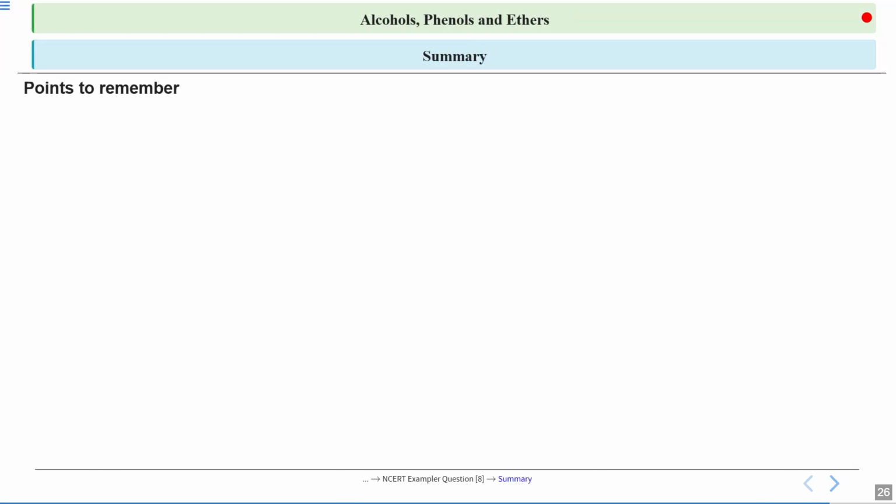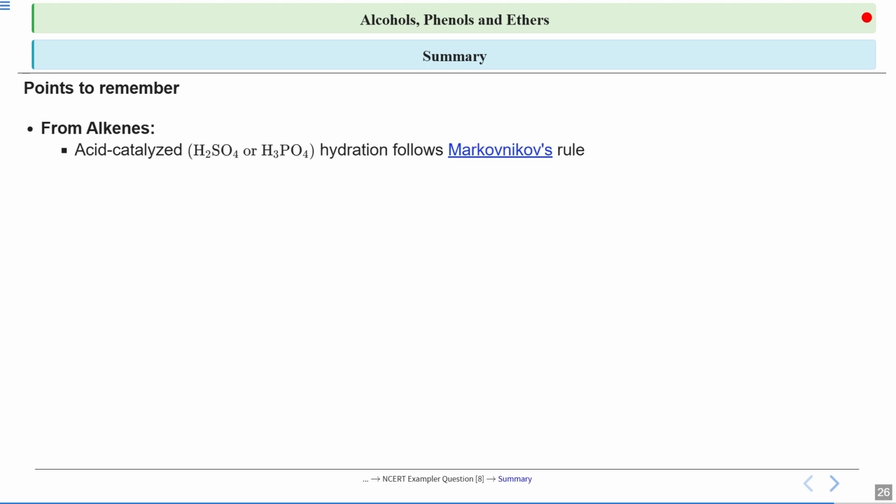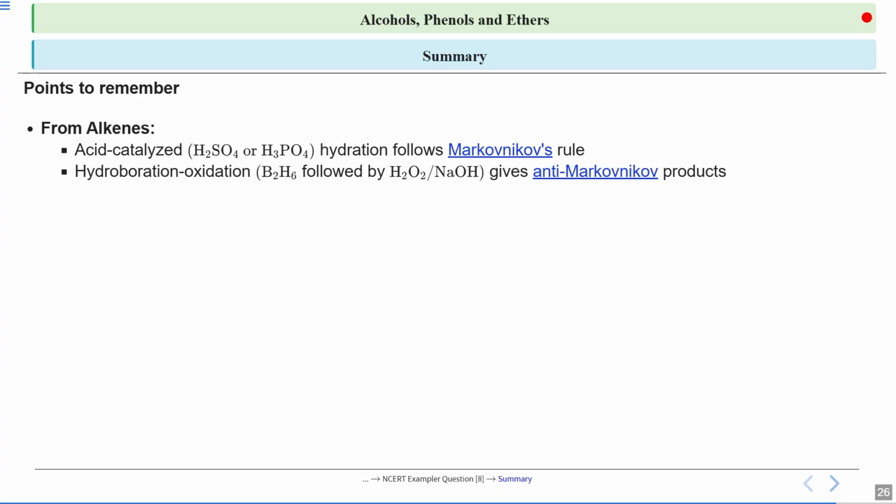Let's see the summary, the points to remember from today's lecture. We have seen the preparation of alcohols, phenols and ethers. Firstly, from alkenes by acid-catalyzed hydration in the presence of H2SO4 or H3PO4, which follows Markovnikov's addition rule. Then another method from alkenes is hydroboration oxidation with diborane followed by oxidation with H2O2 in the presence of NaOH, which gives an anti-Markovnikov product.